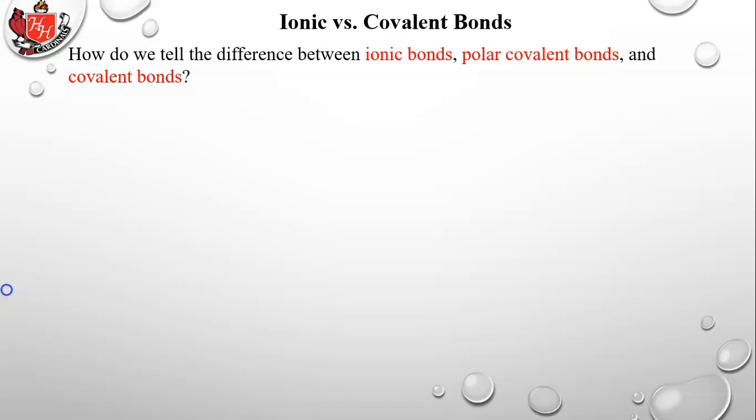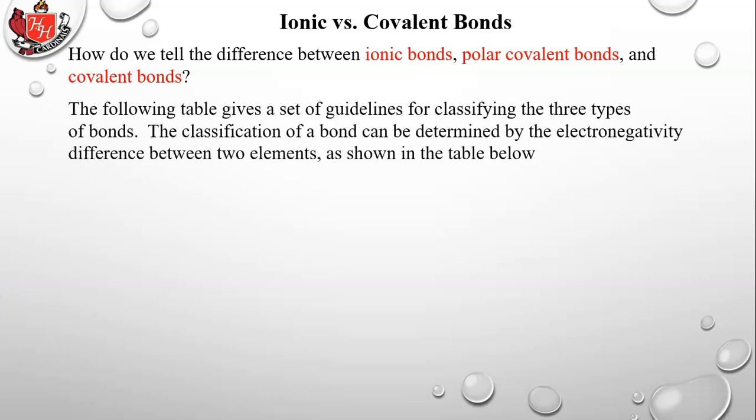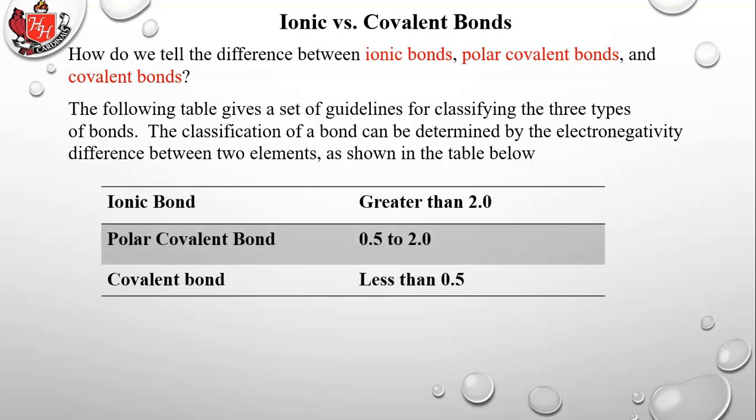So how do you tell the difference when it is actually going to be ionic, polar covalent, or covalent? So there's actually a numeric way to tell that. So the following table gives a set of guidelines for classifying the 3 types of bonds. The classification of a bond can be determined by the electronegativity difference between the 2 elements, as shown below. So an ionic bond exists if the electronegativity difference between the 2 elements is greater than 2.0.